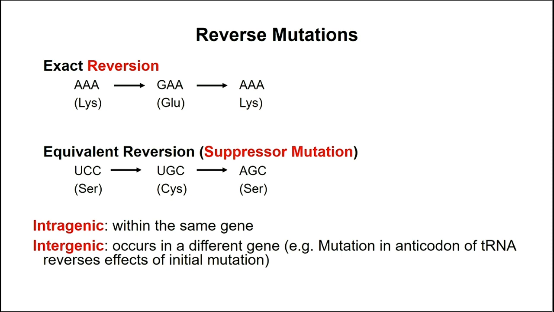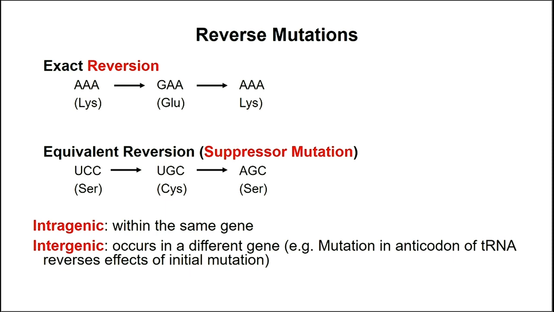We could have an equivalent reversion, which is also known as a suppressor mutation. So for example, if we have a UCC codon that has been changed to a UGC codon, and then it's changed again with a second mutation to an AGC codon, right? That ends up back at a serine codon, but it's due to a second mutation. So it's not the exact same codon we started with, but it still codes for a serine amino acid.